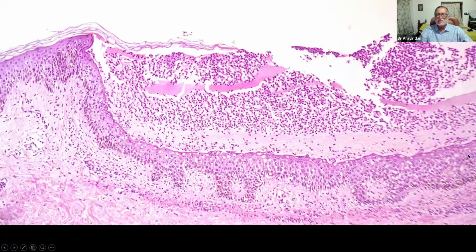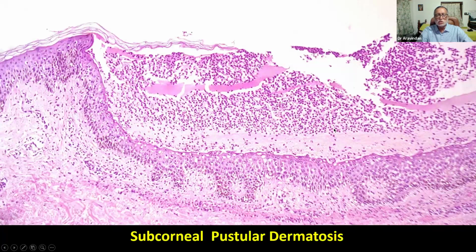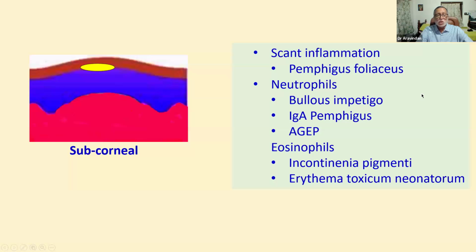Let us see examples of each of these. This is a subcorneal bulla, just below the corneal layer, and above that there is a pustule. So this is subcorneal pustular dermatosis. Many other conditions can mimic a similar picture, like bullous impetigo and staphylococcal infections, in which you may find bacterial colonies within this, which may be better brought out by Gram stain.